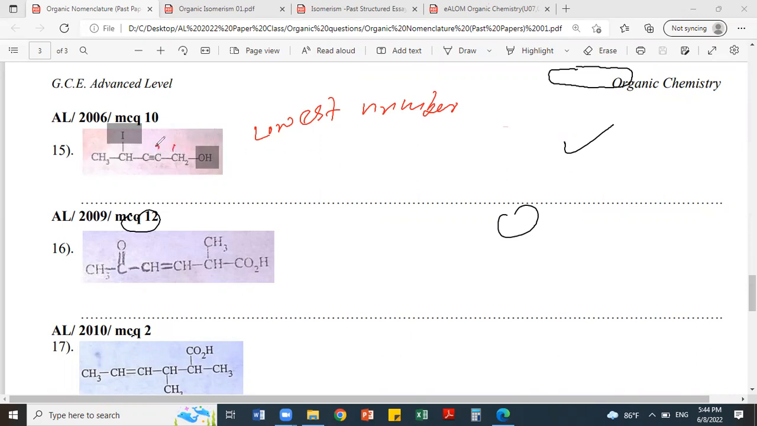1, 2, 3, 4, 5. So there are 5 carbon in this chain. If there's 5 carbon, you call it pentane, but you can't call it pentane because it's not an alkane. So it's actually pentanol, because the OH group is there, it's an alcohol.